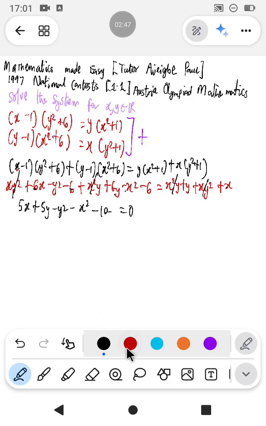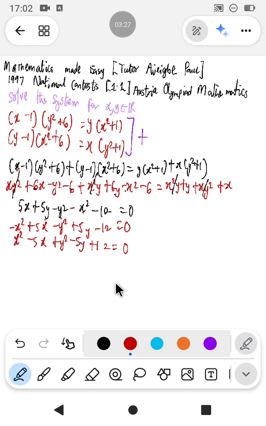Yeah, that's beautiful. Now let's move on, guys. So we can rewrite these as follows. We can group the x terms and the y terms. So if we group, we have negative x squared plus 5x, then negative y squared plus 5y, then minus 12 equal to 0. Then we can multiply both sides by negative 1 so that these will be positive. So if we do that, we have x squared minus 5x plus y squared minus 5y plus 12, then everything here equal to 0.